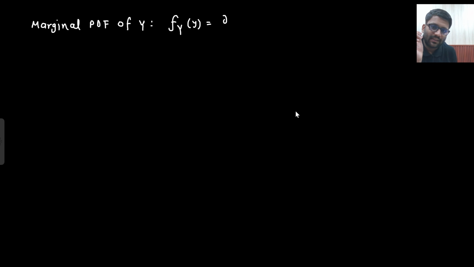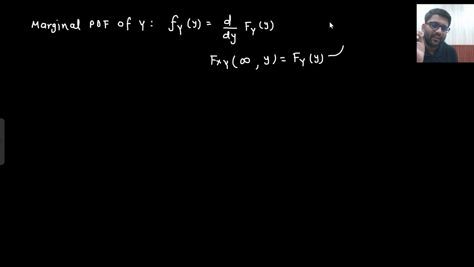So someone will say that, sir, what I will do is that I will differentiate this particular thing. And how will you get this? If fxy is mentioned, I will kill x. That means it is 100% sure that x would be taking value lesser than or equal to infinity only. So from here I can get my fy of y, and from here I will get the marginal PDF of y.